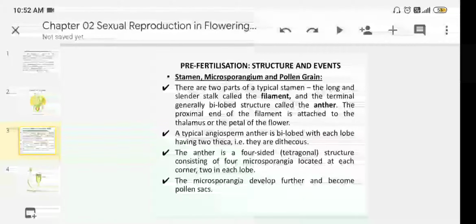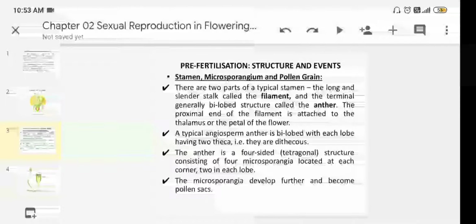Now we come to the different processes. Pre-fertilization: structures and events. So first of all, the stamens. Stamens are, we know, the male reproductive part.